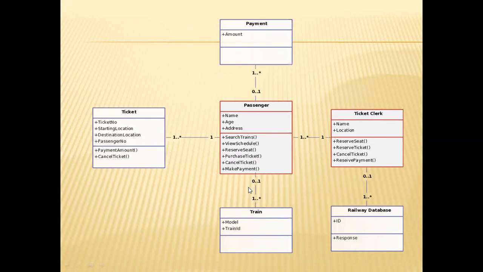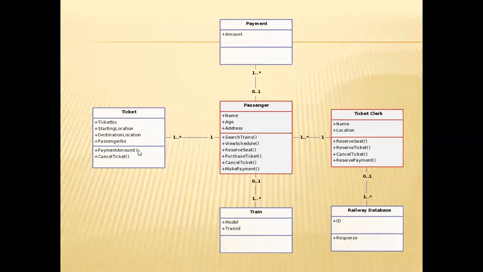That is true for any reservation. Train is one object, and the railway clerk has a relationship with the railway database. For any reservation, first you identify the availability of the reservation, whether the reservation is available or not. So for the railway reservation system, there are different types of objects: payment, railway ticket, passenger, ticket clerk, railway database, and train.